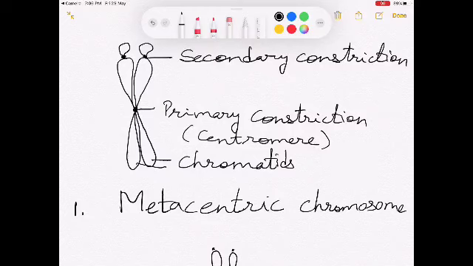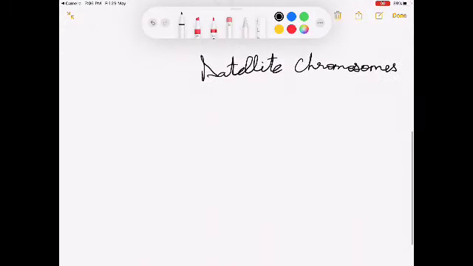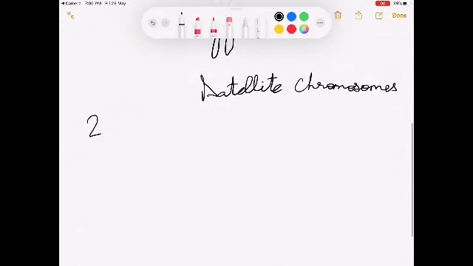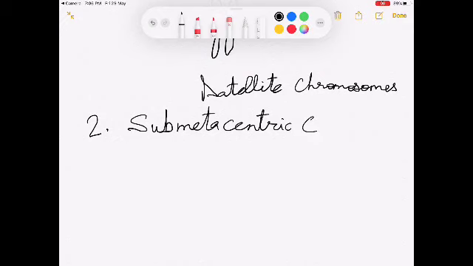Now the next one is the second type. I want to tell you about the second type. The second type is called the submetacentric chromosome.